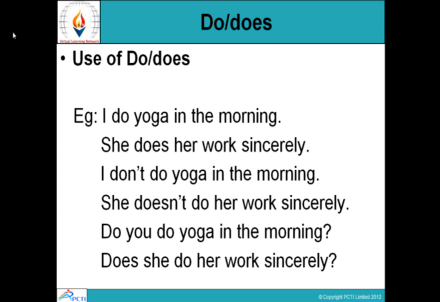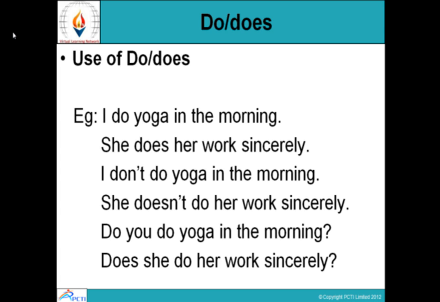I don't do yoga in the morning. This is a peculiar sentence because here do has been used twice. And why that? Because the first do that comes with not is a helping verb. Remember, we saw to make a negative sentence we need a helping verb. But in I do yoga, there is no helping verb. Here do is the main verb.